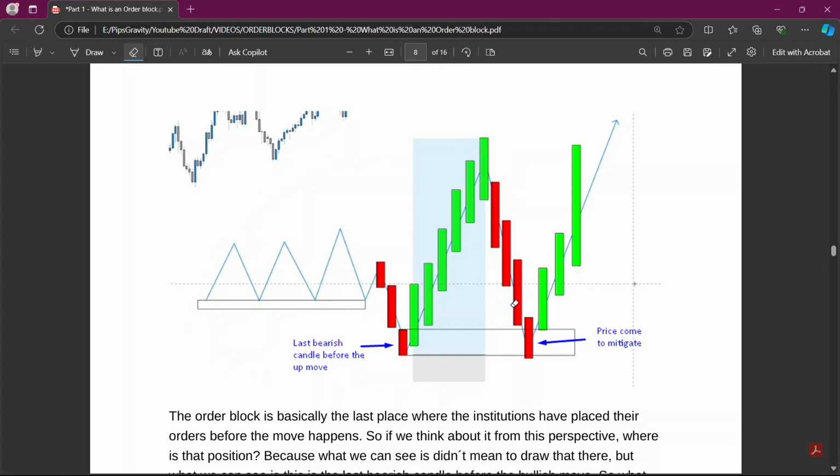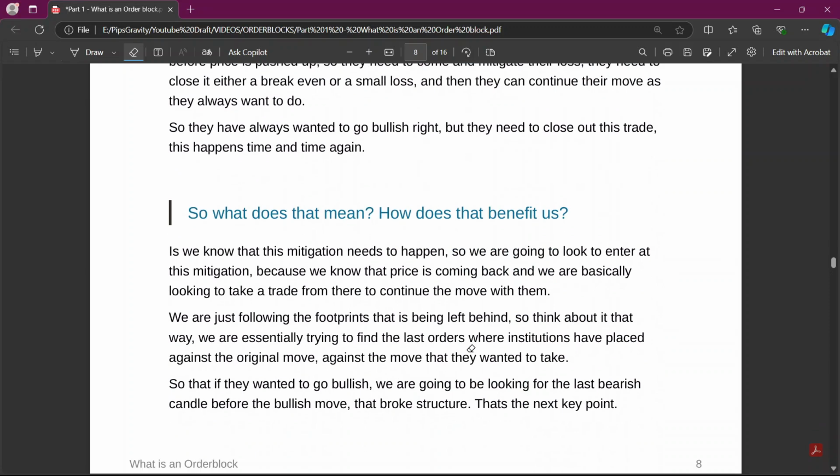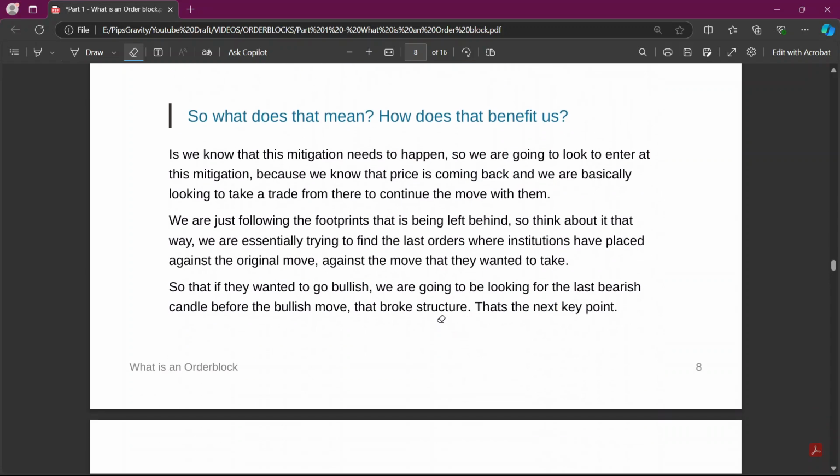So it's not like everywhere we can take a trade. No, it's not like that. We have to be patient. You have to see the footprints. This is a footprint that we've been waiting for all along, I can say.